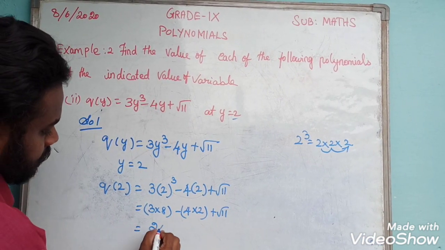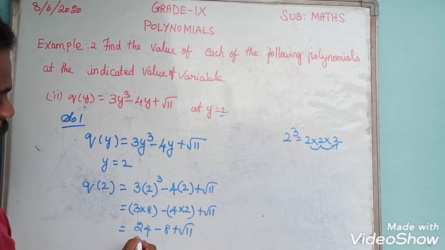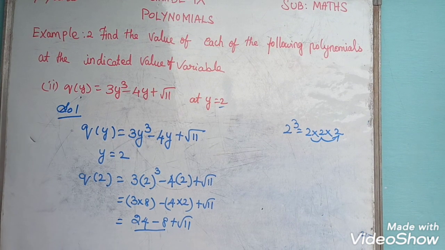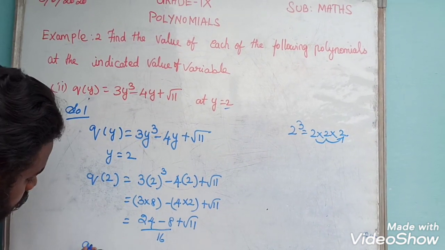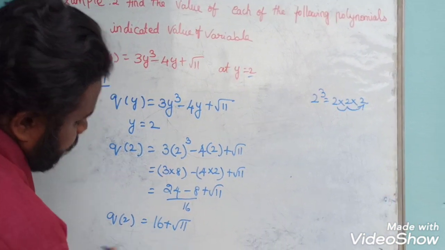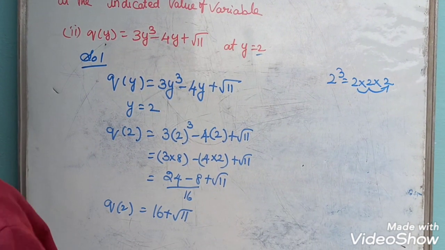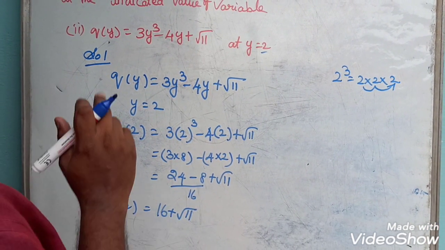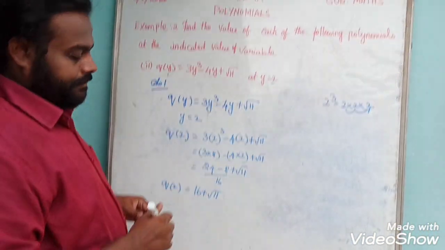3 8s are 24, minus 8, plus root 11. So 24 minus 8 we get 16, plus root 11. So q of 2 can be written as 16 plus root 11. Root 11 cannot be added to the 16, so 16 plus root 11 is the answer for the second one. Next we move on to question number 3.